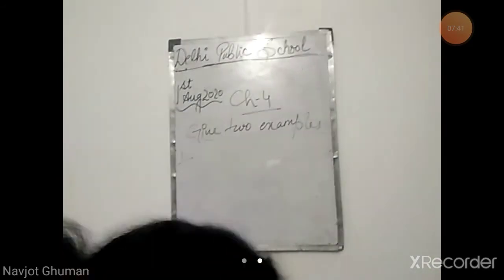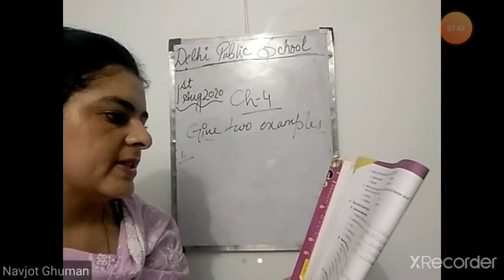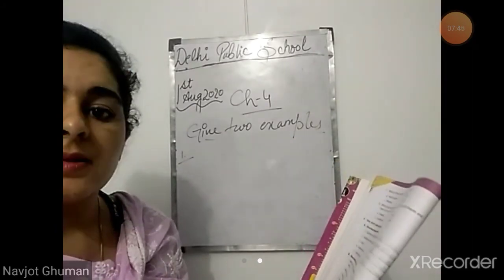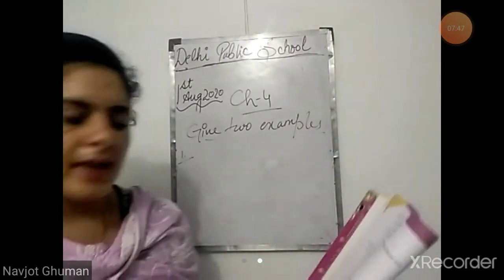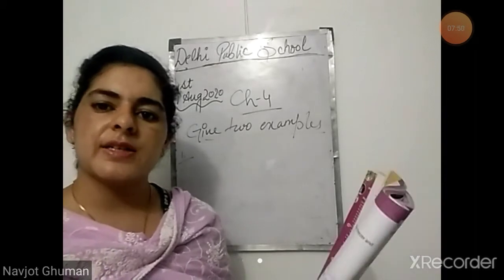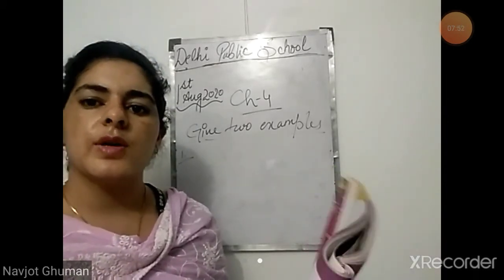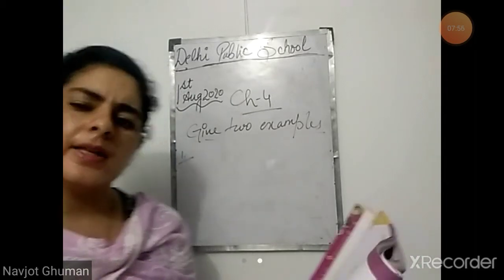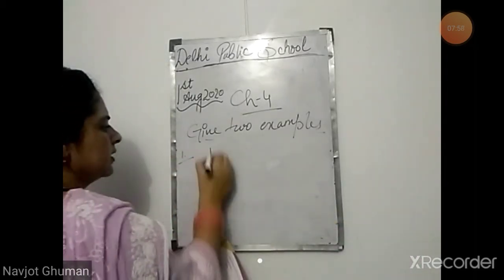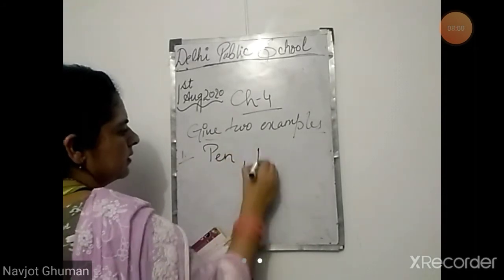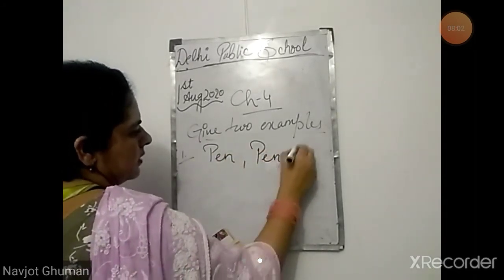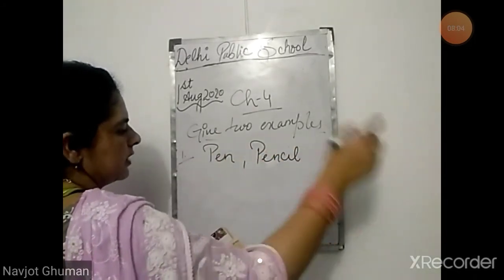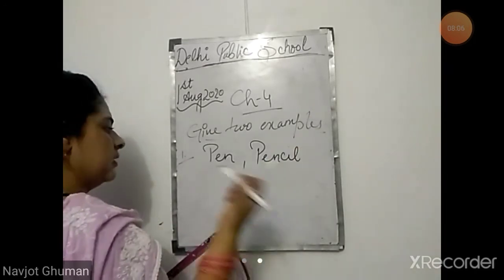First is substances in which particles are very closely packed. Yes, we know that the substances in which particles are very closely packed are called solids. Now we have to give two examples of the solids. Write any two examples of these solids. Write pen, pencil, chair, table, eraser, sharpener, box, anything you can write.